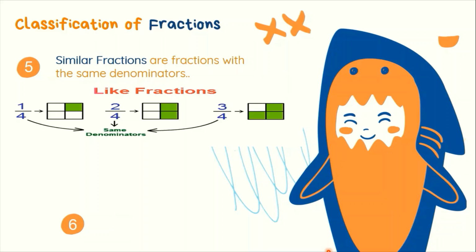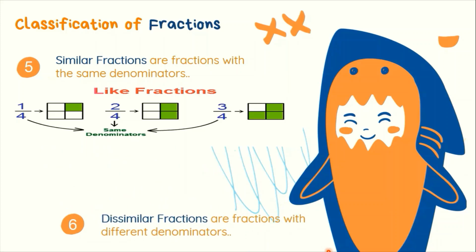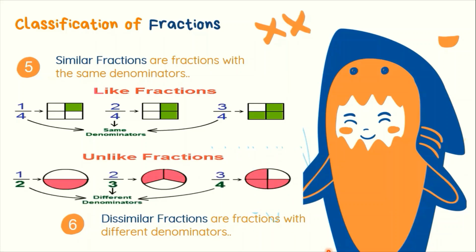On the other hand, ang opposite ng ating similar fraction ay dissimilar fraction, which are fractions with different denominators. This is an example. Dissimilar fractions are also called as unlike fractions. Iba-iba yung kanyang denominators, yung mga numbers. Say, for example, we have here 2, 3, and 4.